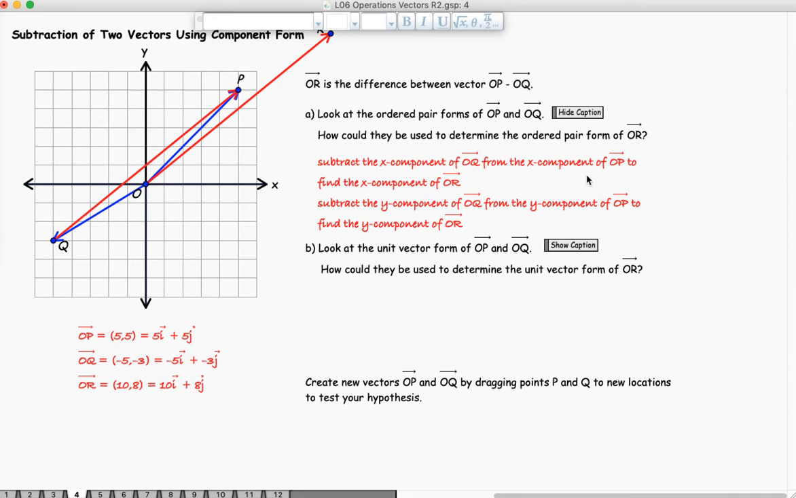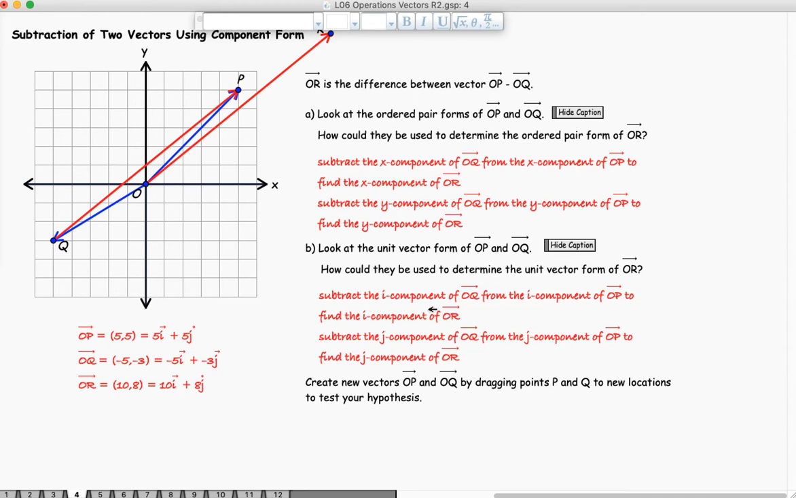So what we're doing this time is we're subtracting the components, but let's do it in the correct order. We subtract the component of the vector that is in the minuend position. This one's in the subtrahend. I'm not sure what the proper names are in vectors, but in a difference question, it's minuend minus subtrahend equals difference. So it's the first vector minus the components of the second. And in unit form, it's the same thing as well. Take the i component of OQ and subtract it from OP, or OP minus OQ.